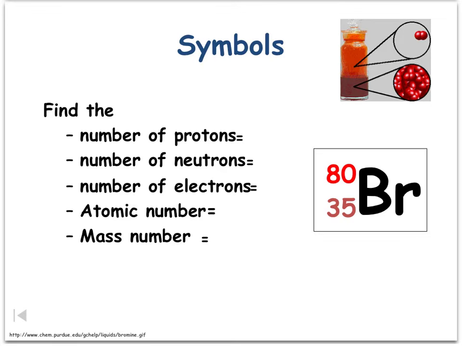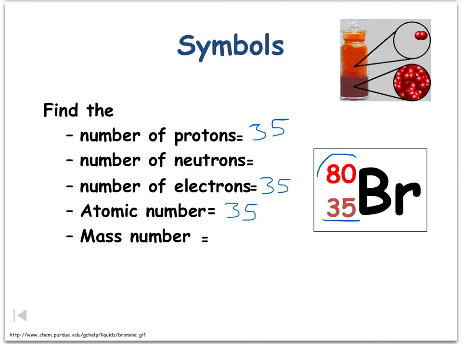The answer is that the number of protons is 35, the smaller number. The number of electrons is also 35. It's a neutral atom, with the same number of protons and electrons. And the atomic number is 35. Atomic number is the same as the number of protons.